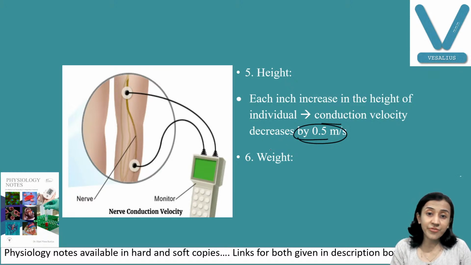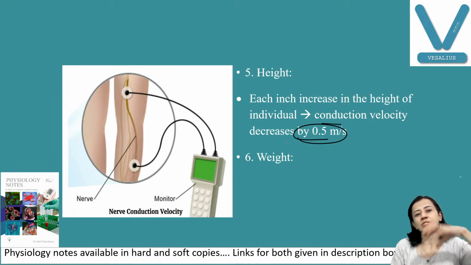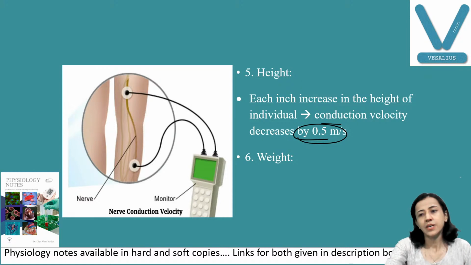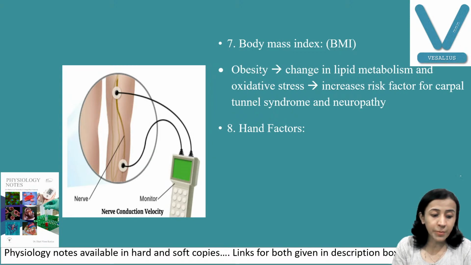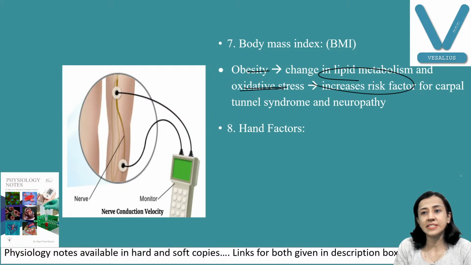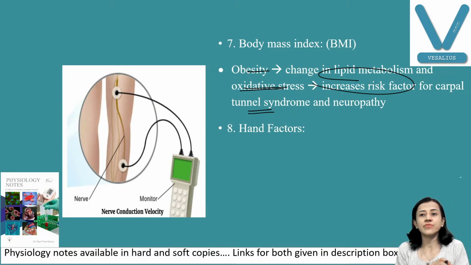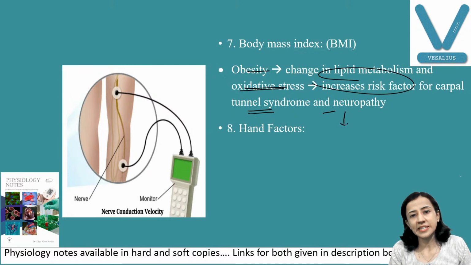Weight: with increase in weight, soft tissues are more, and soft tissues compress the nerve, so nerve conduction velocity decreases. Then body mass index is not directly related to nerve conduction velocity, but if the person is obese, lipid metabolism changes and there is oxidative stress, and that increases the risk of carpal tunnel syndrome, which is a compressive neuropathy, and nerve conduction velocity decreases here.